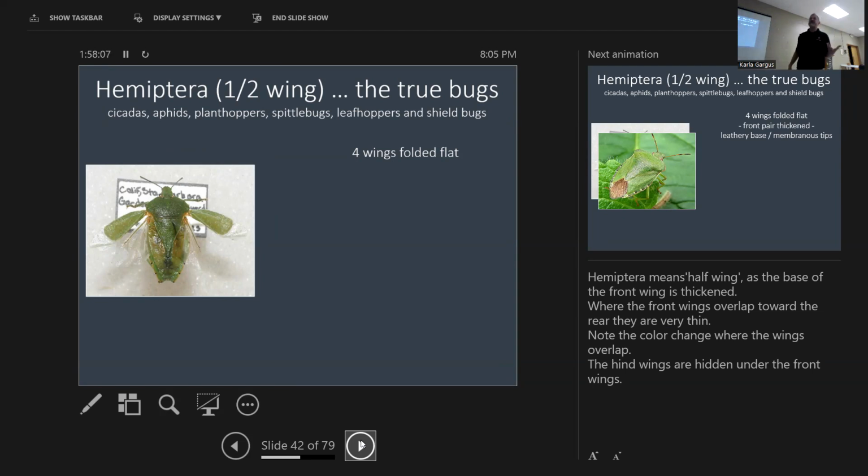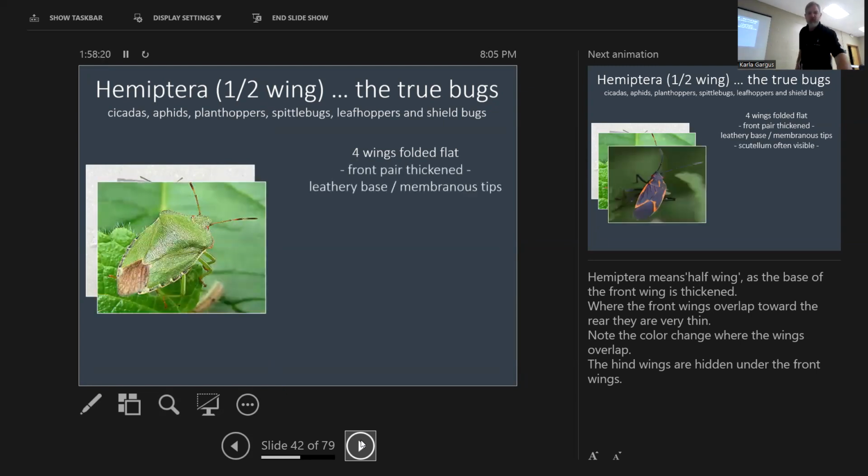There's a lot of species that do that. Cicadas are part of that group. Aphids, plant hoppers, spittlebugs, leaf hoppers, shield bugs, all kinds of things are part of this large order of insects. And they've got 4 wings, they fold them flat. There's a stink bug right there.